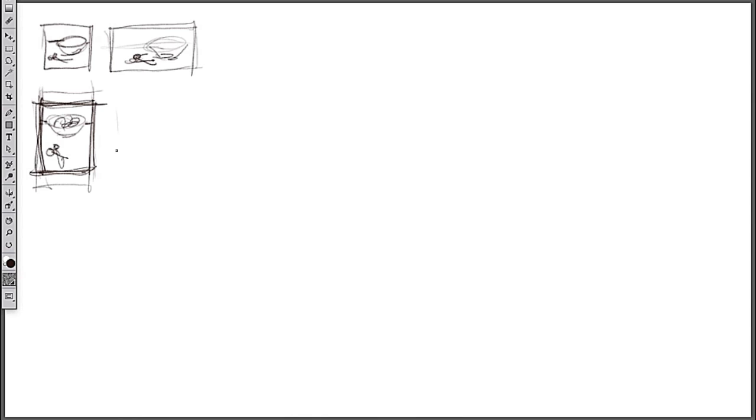Thumbnail sketches are a way to get into drawing the piece, figuring out the elements and where they belong and what elements should and should not be in there without getting into the nitty-gritty of details.